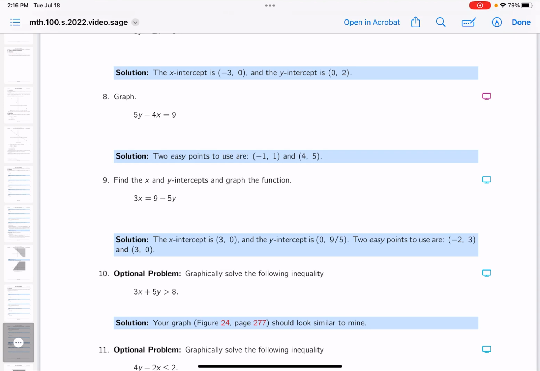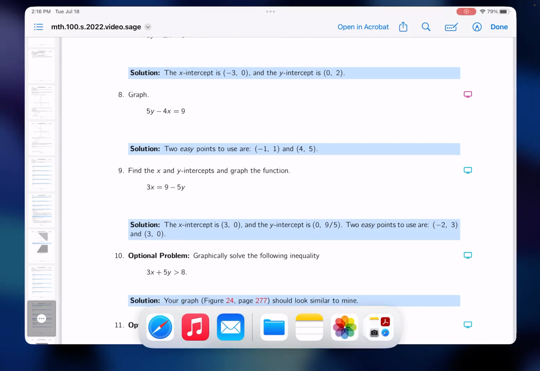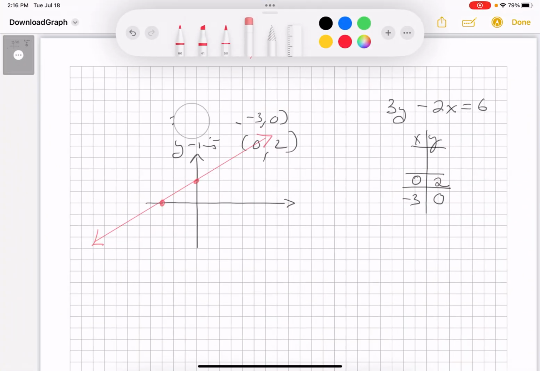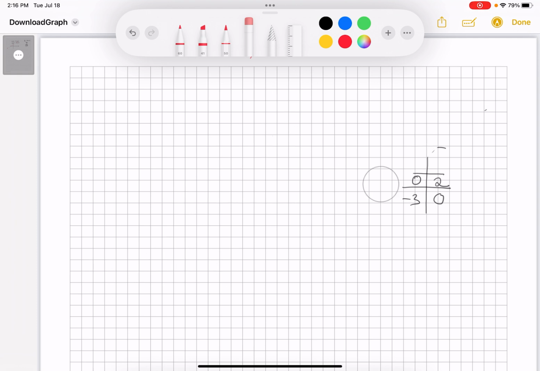All right, we're on problem number 8 now. It says graph it, and it's 5y minus 4x equals 9. So what I'm going to do is go back to the graph paper, and I'm going to erase this over here. Again, I'm just reusing the paper over and over again.